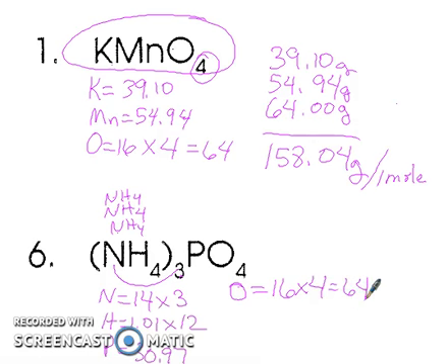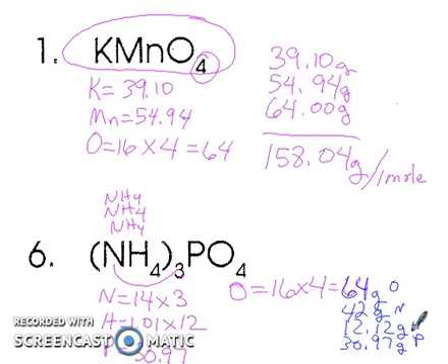So when we go to add this up, I'm going to start adding it up here. I see that I have 64 grams of oxygen. I have 14 times 3, which is 42 grams of the nitrogen. Then I have 1.01 times 12, 12.12 grams of the hydrogen, and 30.97 grams of the phosphorus. Go ahead and add it up and see if you come up with the same answer that I did.